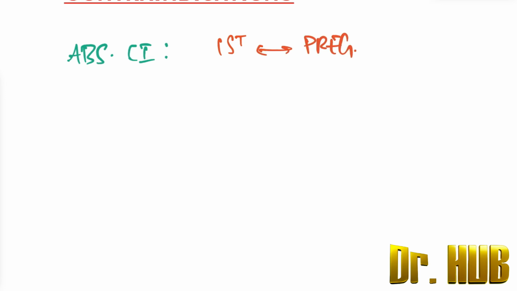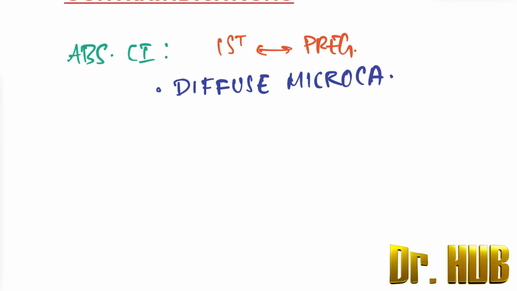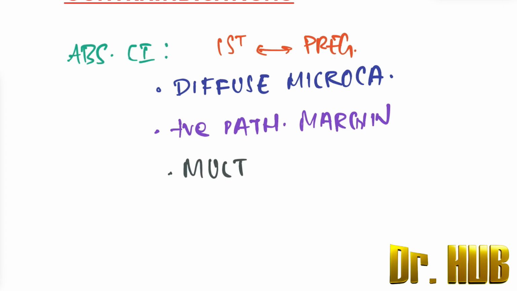and next is the diffuse microcalcification, and there is persistently positive pathological margin. Then comes the multicentric tumor.